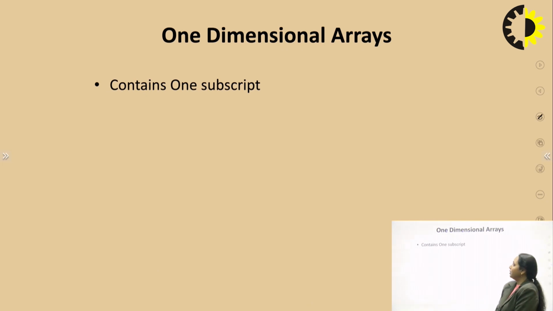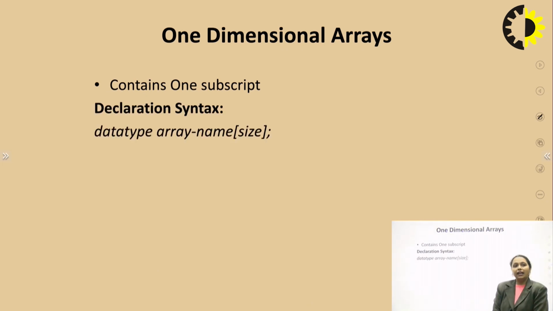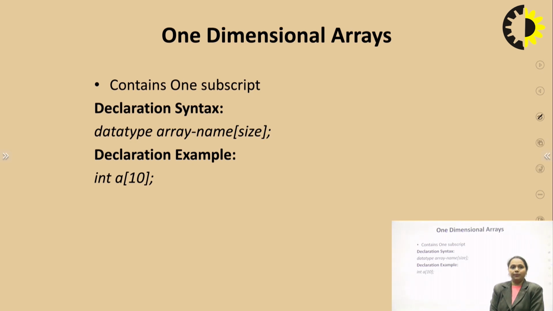So what is a one-dimensional array? A one-dimensional array contains one subscript. Means the syntax will work as data type, array name and size. Whatever value we provide within the square brackets is the subscript value or the index value. So any array which contains only one subscript or one index is known as a one-dimensional array. Means any array name with one single square bracket.